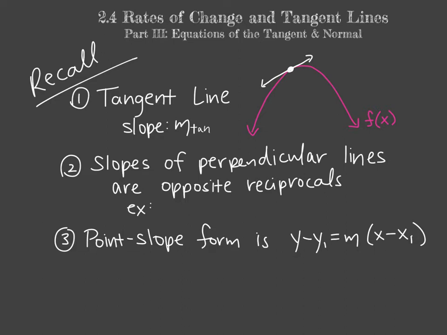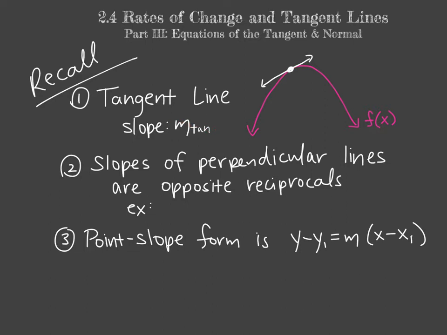So these are just 3 pieces of information that you need to recall from just this past week and from well before that as well. The first piece of information that you need to recall is what a tangent line is. A tangent line, as shown here, is a line that touches the curve, being our function, only one time. It touches at one point and one point only, and its slope is abbreviated as m sub tan, to represent that it's the slope of this tangent line.